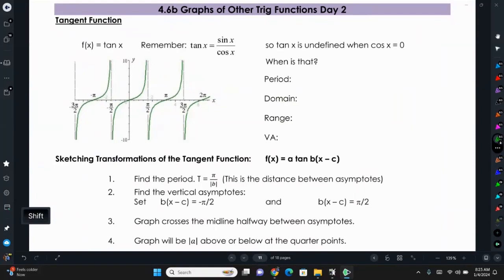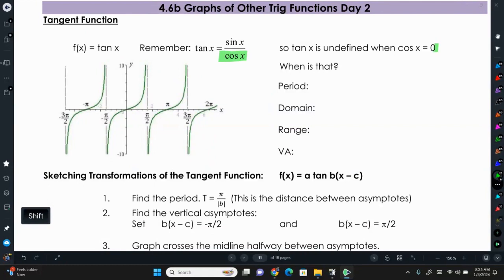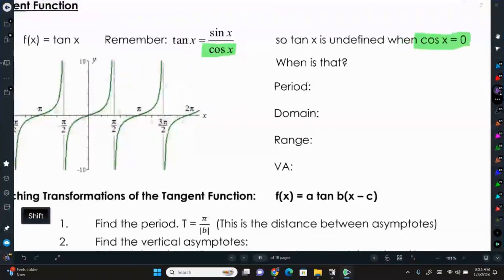All right, so our last day of graphing is going to focus on the tangent and cotangent functions. And just like with cosecant and secant, we are going to have asymptotes with tangent and cotangent, because remember, tangent is sine over cosine. So tangent is undefined when cosine is equal to 0. So that's when we're going to have our asymptotes. So when is that? When is cosine equal to 0? It's going to occur at multiples of pi over 2.